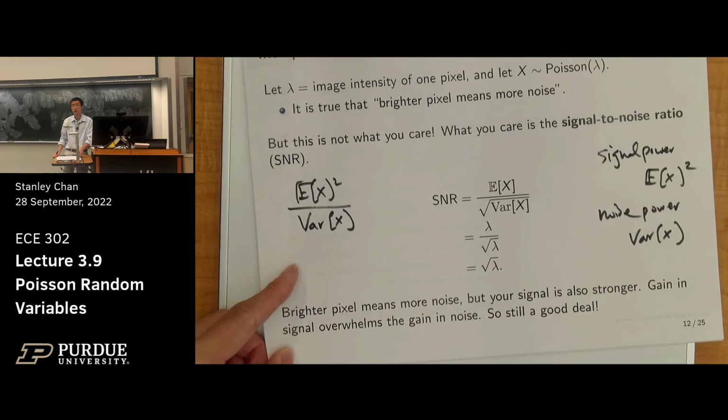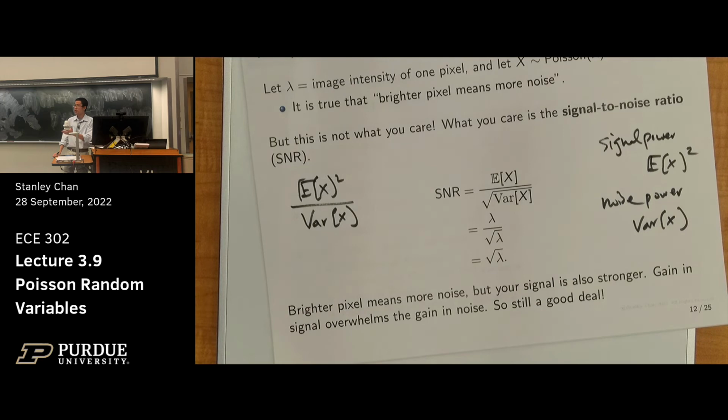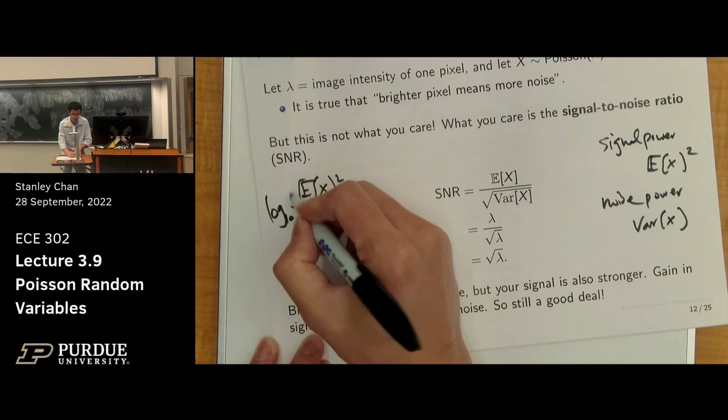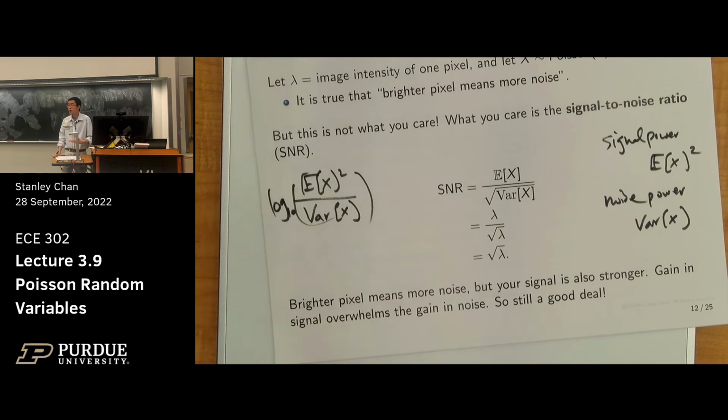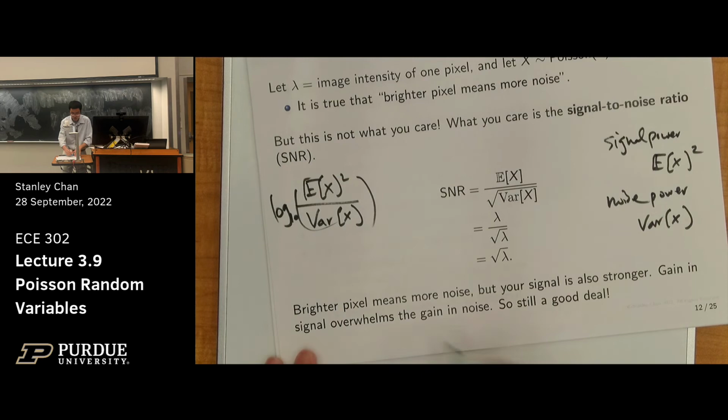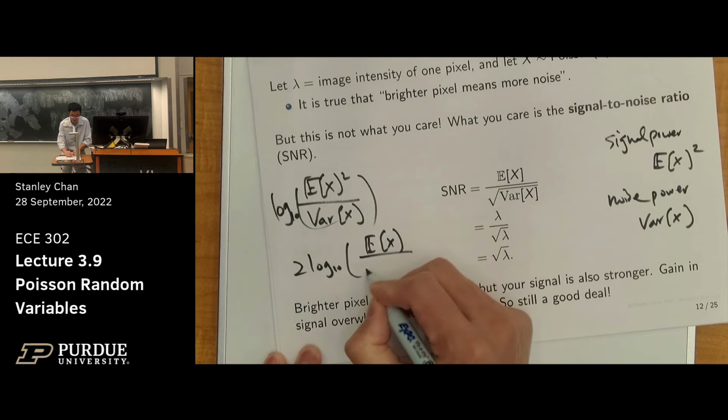But typically, you're double E students, right? So you know, we sort of prefer to calculate these things in decibels, right? You convert this thing into the log scale. So you put a log 10 over here, so that you can calculate the decibel. Then the square doesn't really matter, because the square can go out. So this is the same as 2 times the log 10 of the expected value of x divided by the square root of the variance of x.